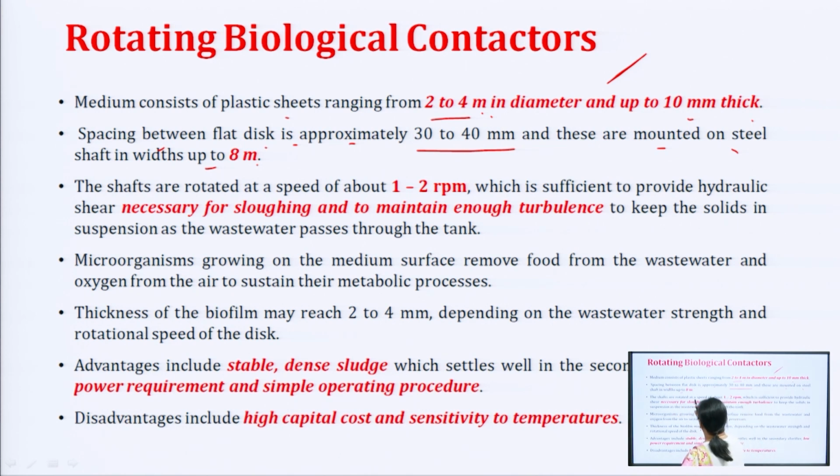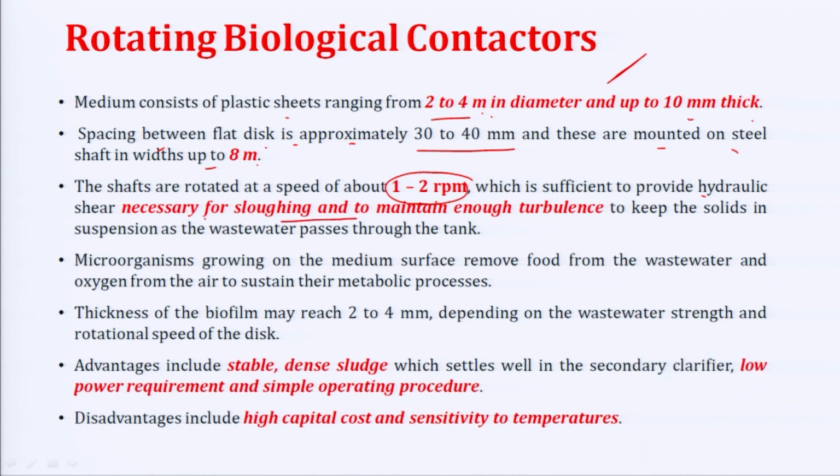The shafts are rotated at a speed of around 1 to 2 rpm, very slowly, okay, 1 to 2 revolutions per minute, which is sufficient to provide hydraulic shear necessary for sloughing and to maintain enough turbulence to keep the solids in suspension as the wastewater passes through the tank. So, slowly it is going to move, take oxygen, go inside, come back, take oxygen, go inside, right.